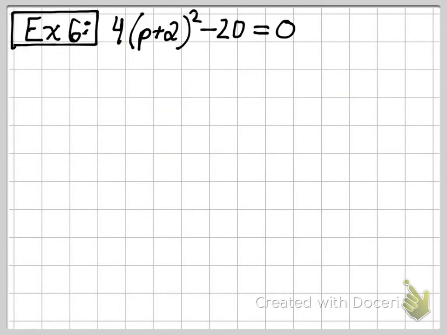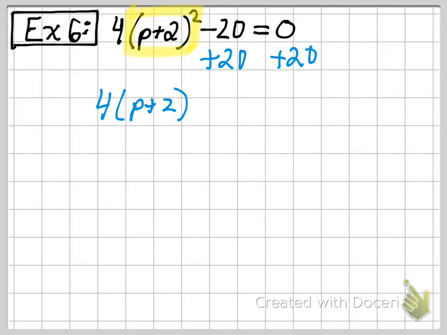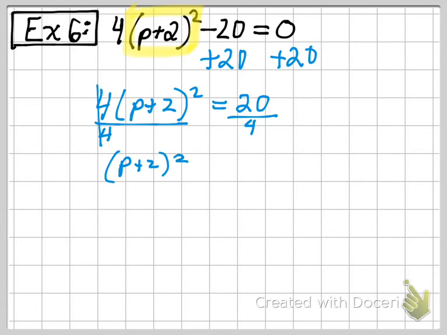Okay, so let's look at one more example here. We have 4 times p plus 2 squared minus 20 is equal to 0. The idea here is we just want to peel away the 4 and the negative 20 so that we get the p plus 2 squared by itself on the left-hand side. And then once we do that, we can square root both sides. To get rid of the minus 20, I can add 20 to both sides, which would give me 4 times p plus 2 squared is equal to 20. Now to get rid of the 4, I could divide by 4 and have p plus 2 squared is equal to 5.